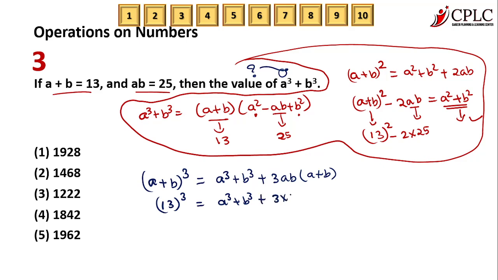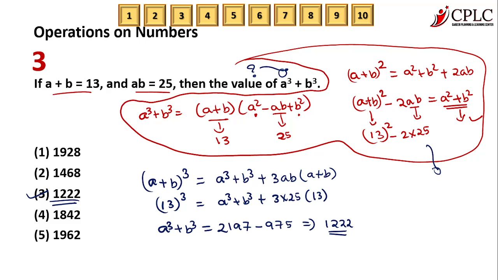Then 3ab, that is 75, and then a plus b is 13 again. So this is 75 into 13, which is 975. So a cube plus b cube is going to be 13 cubed minus 975. Now see, cubes from 1 to 20 should be known. 2197 minus 975, you get 1222. Answer option 3. You would have got the same answer the other way also, but you have to remember this hack.